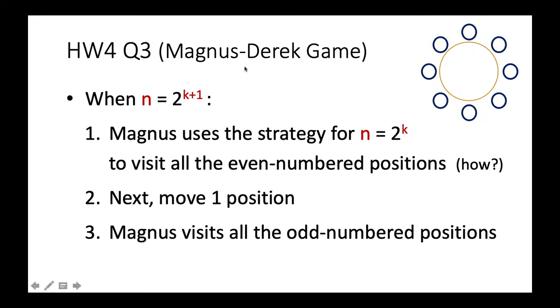Why do we call it Magnus and Derek? So Magnus comes from the word magnitude, specifying how far away you want to move, the magnitude, and Derek corresponds to the direction. So Derek and direction, yeah, specifies the direction that Magnus is going to move.